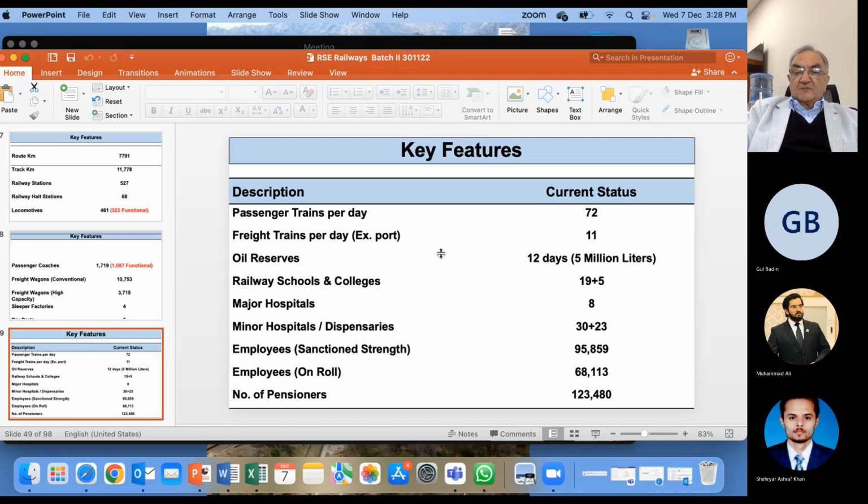And look at the number of pensioners. Pensioners 1,23,000. The railway pension bill is so big that it is almost killing the railways now. And frankly we can't afford it. These things will go on. In the process we are going to discuss what to do about it.